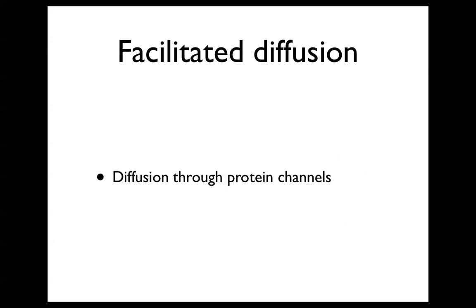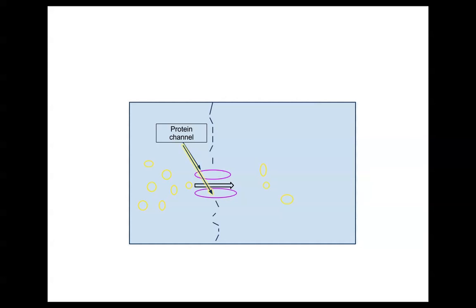Facilitated diffusion is the diffusion through protein channels. As you can see, these protein channels help the diffusion, and so the molecules move from the high concentration to the low concentration through these protein channels.